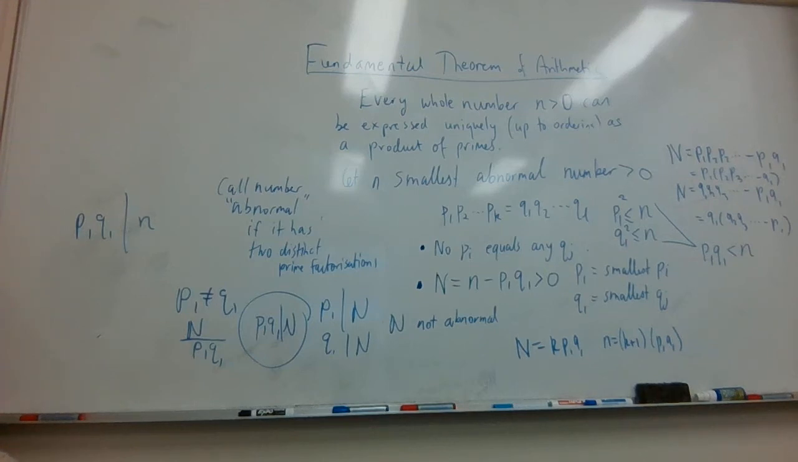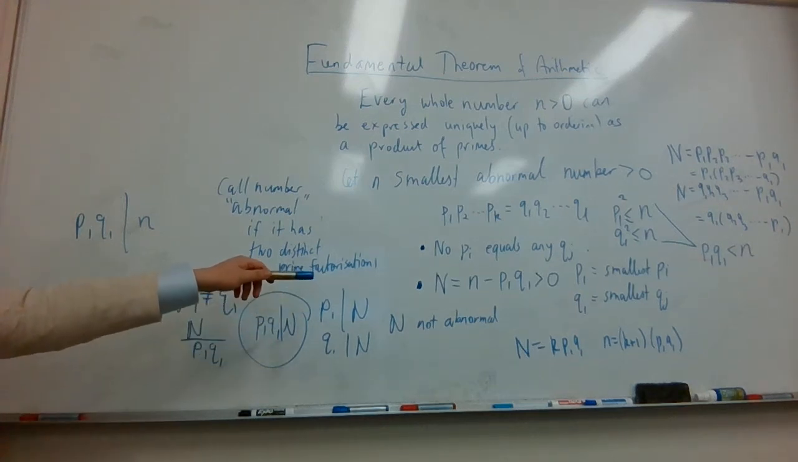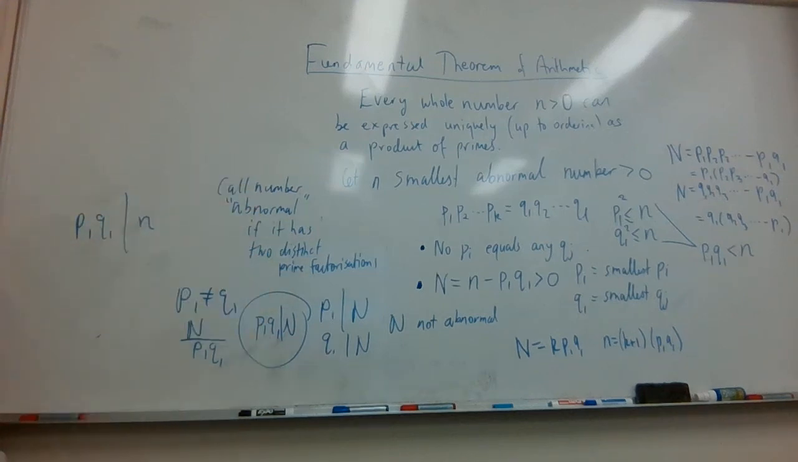So there's lots of ways to get a contradiction here. Wait, what was the purpose of big N? The big N was there to force P1 and Q1 to both divide N at the same time, as a product, not just individually. You need to use the assumption that it's the smallest, and big N uses that assumption the most. So there's lots of ways to finish this.